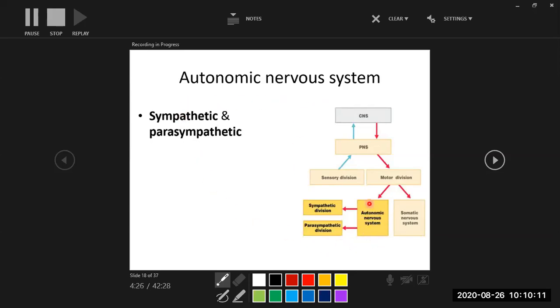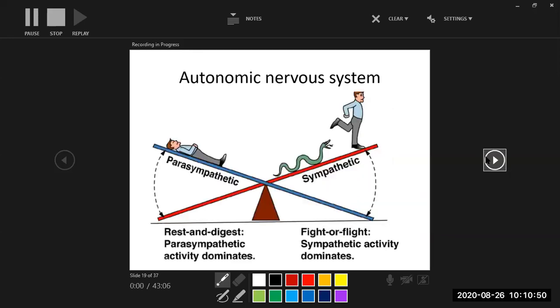The autonomic nervous system has two branches. One is called the sympathetic nervous system. The other one is called parasympathetic. So basically our body has two modes. One is sympathetic, that is fight or flight. Parasympathetic is more resting and digestion. During each mode, our autonomic nervous system will be performing differently. So these are the two branches of the autonomic nervous system.